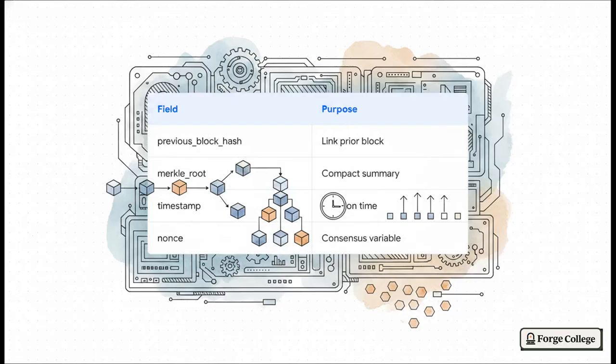Synthesizing what we just talked about, these four fields are your quick reference guide. You've got your previous block hash for chain integrity, which we're going to look at in just a second, your Merkle root for inclusion proofs, your timestamp for ordering, and your nonce for consensus. Seriously, if you ever get lost reading some complex network documentation, just remember these four. They are the absolute workhorses of blockchain validation.